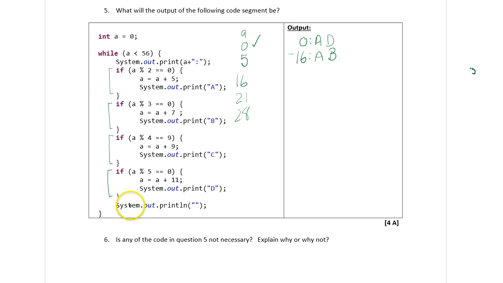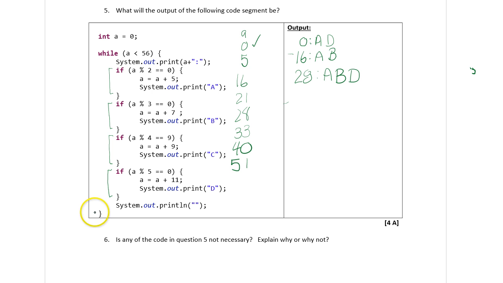Is 28 less than 56, true. So we come back up to the top and we print out a value and a colon. Is 28 mod 2 0, true. So we print out A, and the small a becomes 28 plus 5, which is 33, I believe. Is 33 mod 3 0, true. So 33 plus 7 is 40, and we print out B. And then 40 mod 5 is 0, that's true, so it becomes 51, and we print out D. And then we go to a new line.